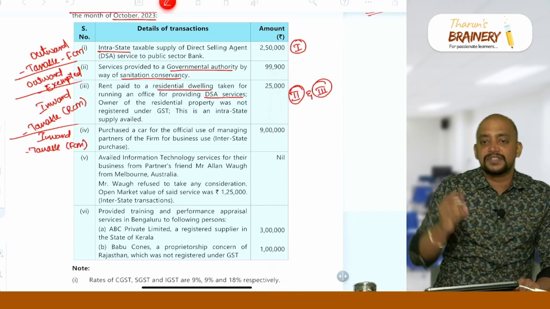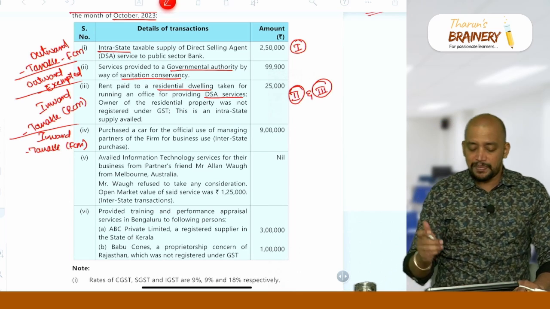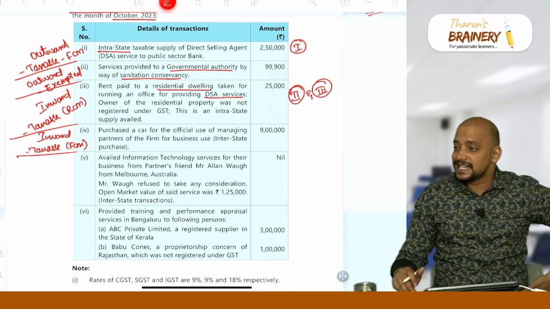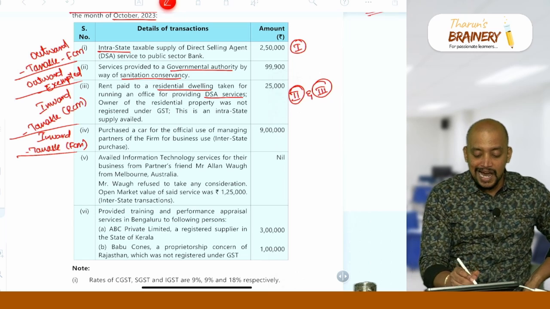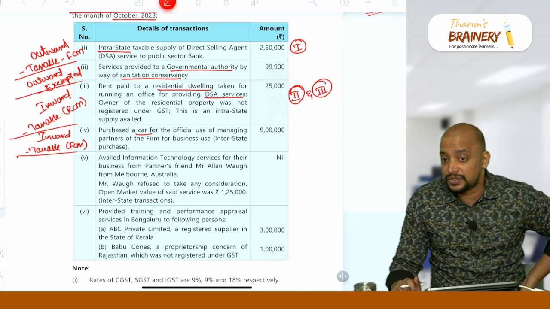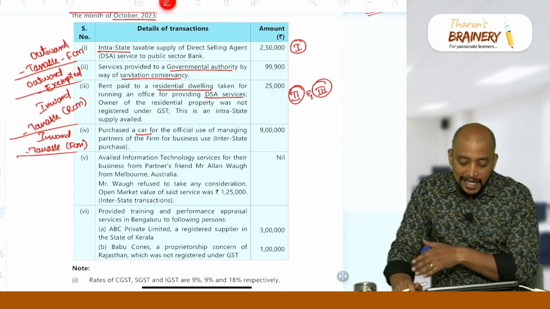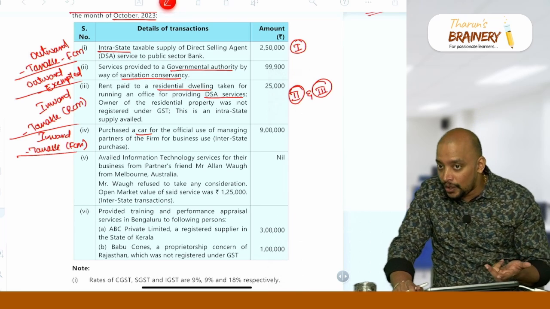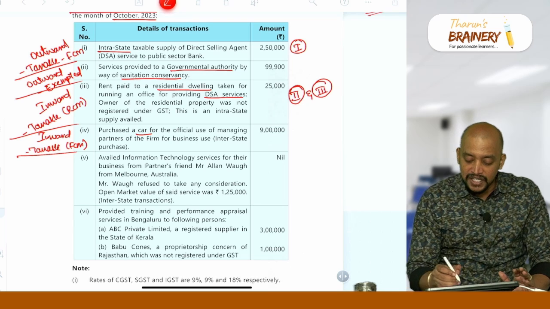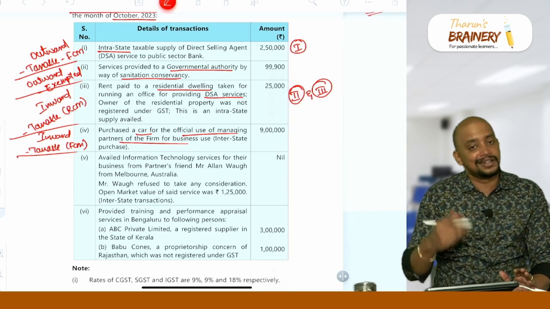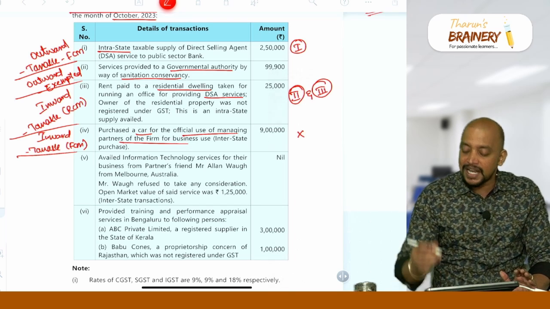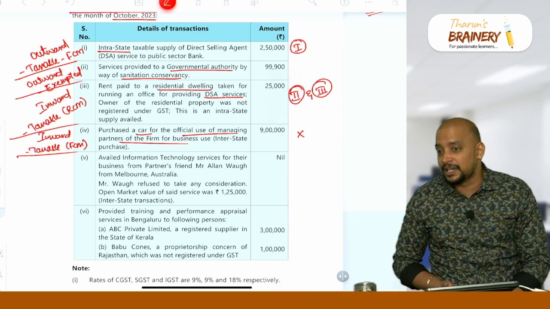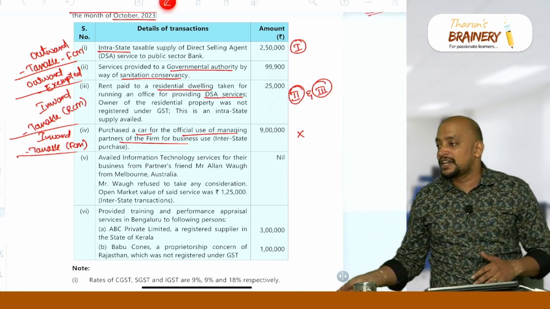So for car purchase, we don't have RCM, correct? FCM. We would have paid GST. But can we take ITC? No, because a car is a blocked credit. We have exceptions to the car. Is it for further supply? No. Is it used in the business of transportation of passengers? No. Imparting driving skills? No. It is for the official use of managing partners, irrelevant. So it will not come anywhere. First, we are not paying GST under RCM, so it will not come in the second statement. We cannot take ITC, so it will not come anywhere, but we need to write the note.